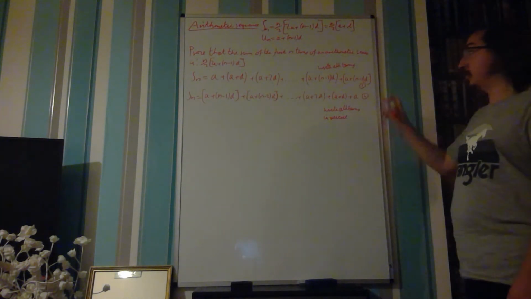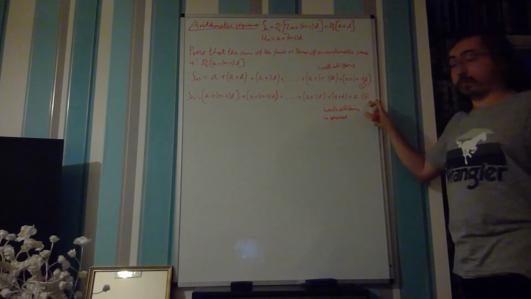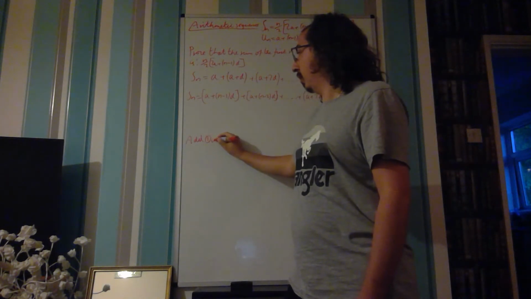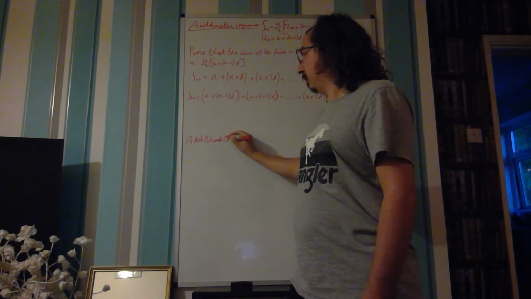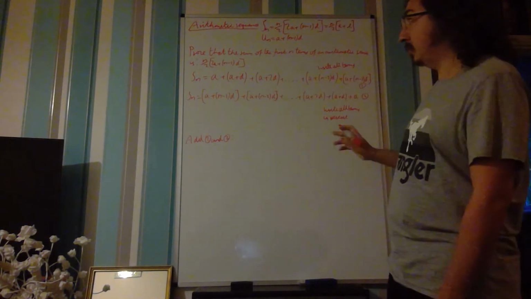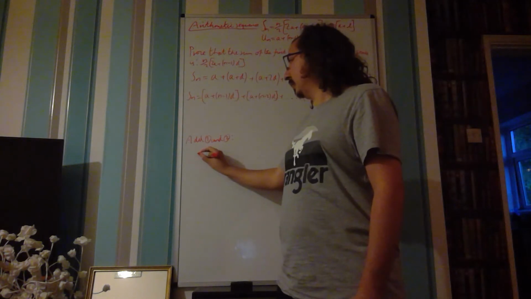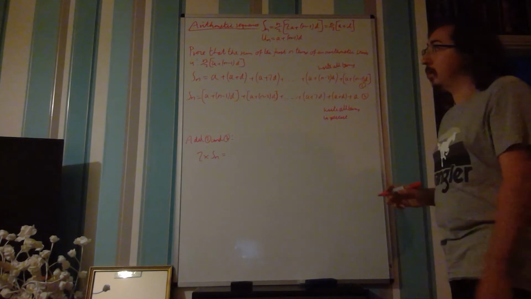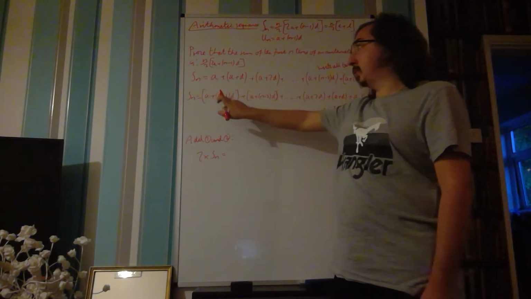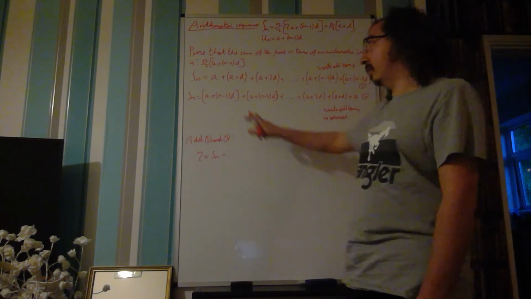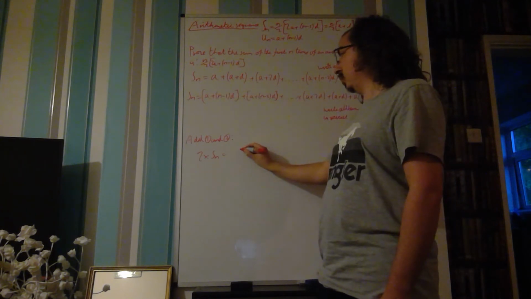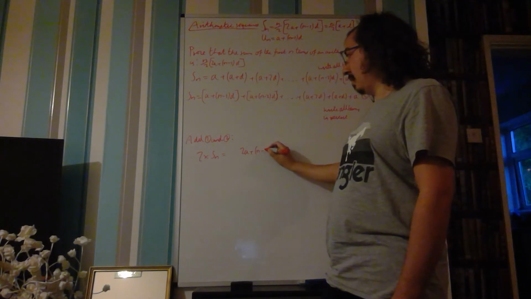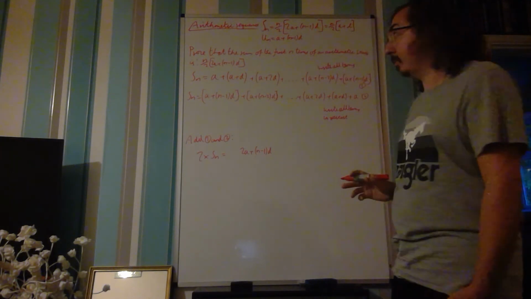And what we need to do is add these two together. So we're going to add 1 and 2. If we do that, we're really going to get 2 times our summation. Now, if we add our first term and our nth term together, we're going to have 2a plus n minus 1 times d.